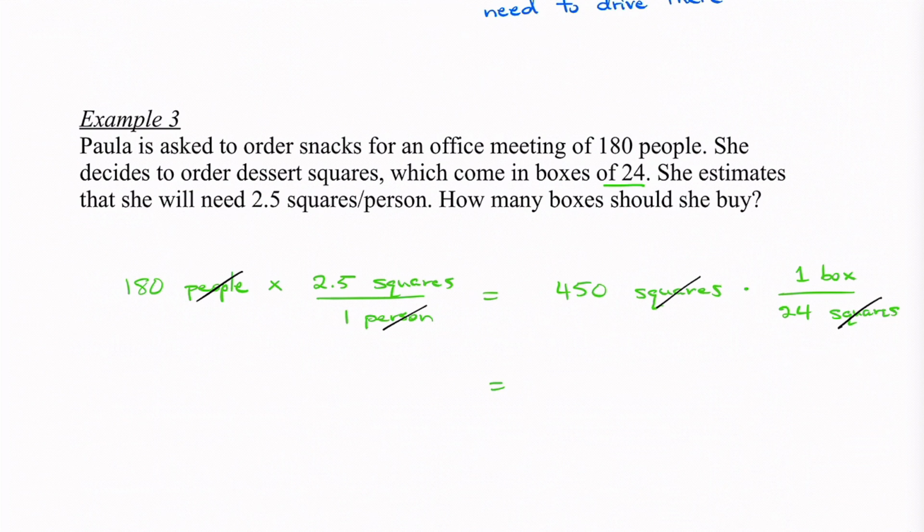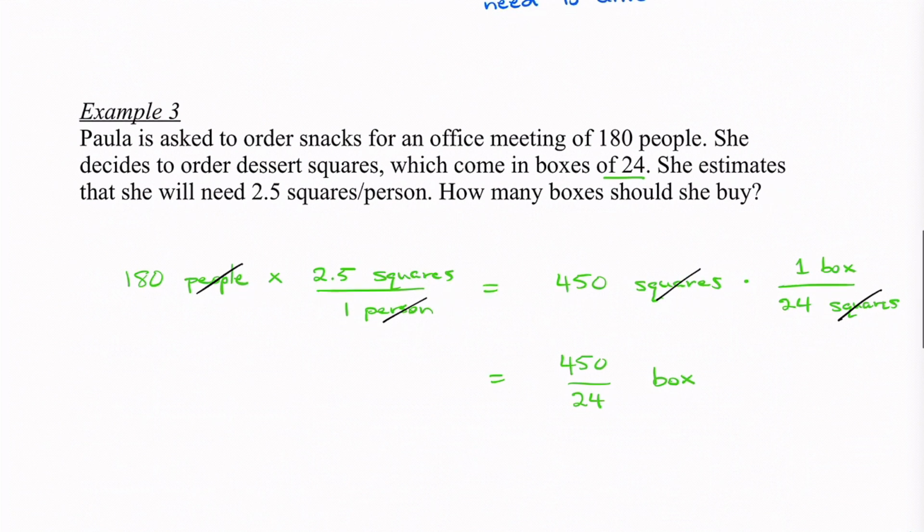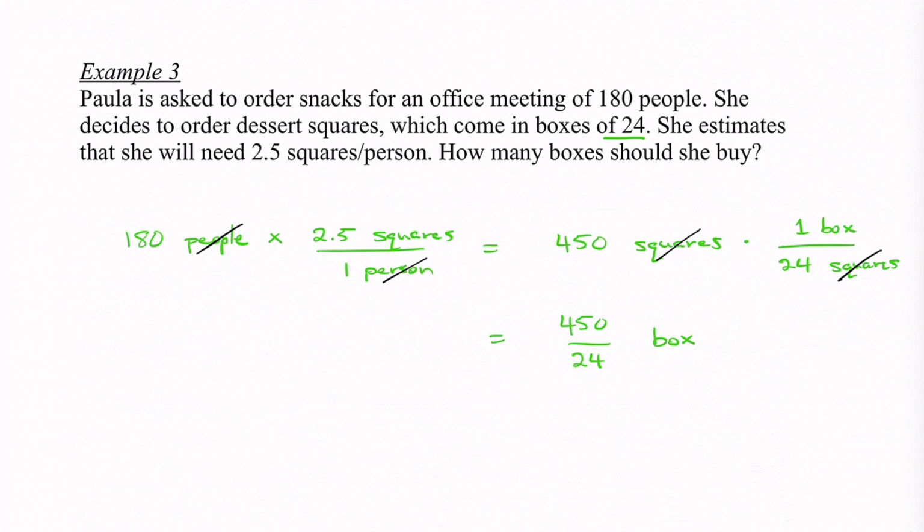And what I'm going to get out of this, I have 450 times 1, which is 450, and then divide by 24. So I'm just going to say this is 450 divided by 24, and my only units that I have left is a box. So this is going to be a box written down here, and then 450 divided by 24, that is equal to 18.75. So we're going to get 18.75 boxes of chocolate.